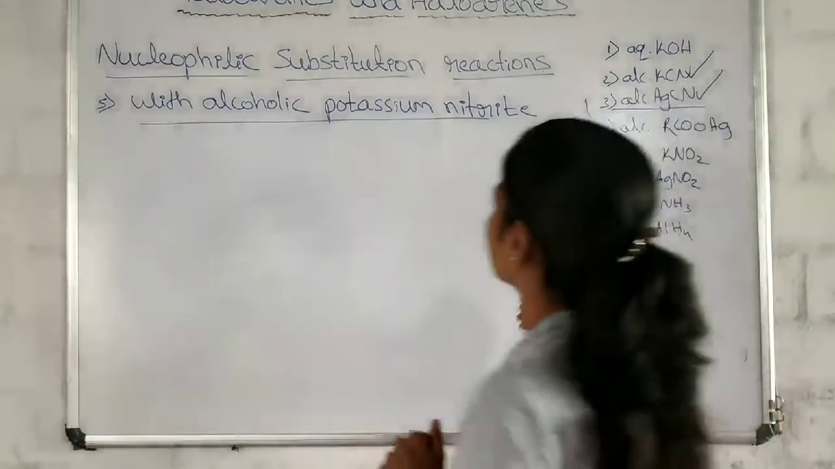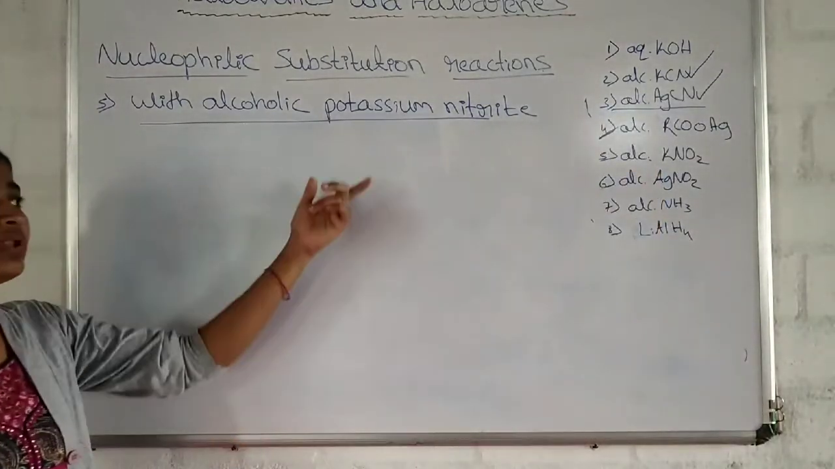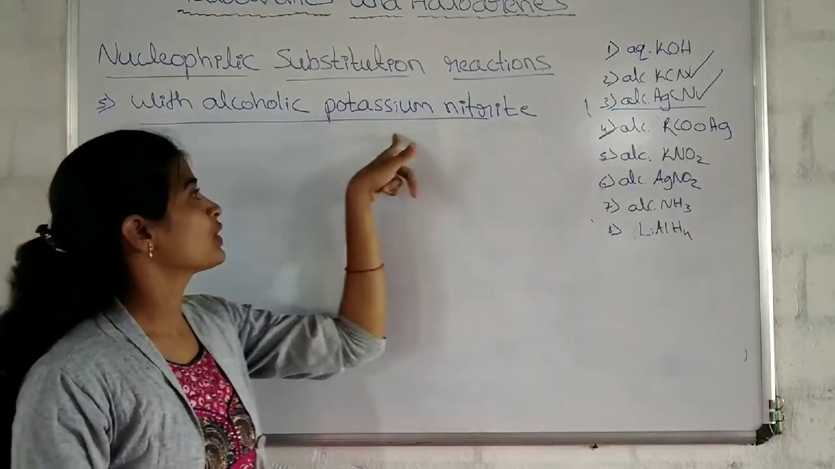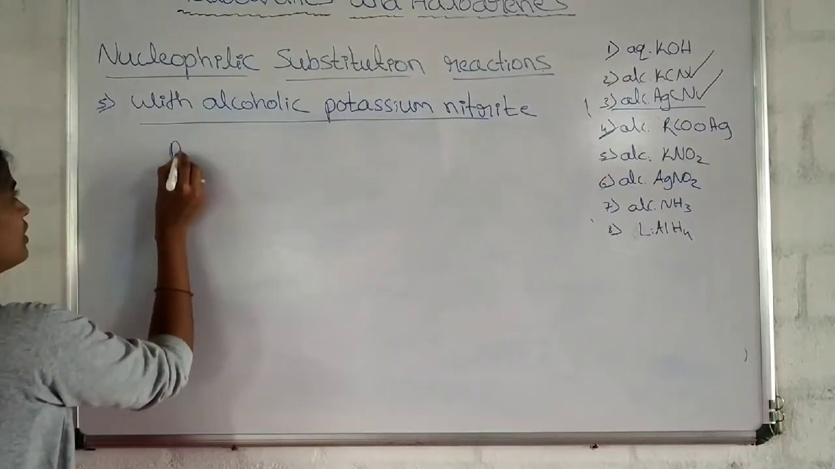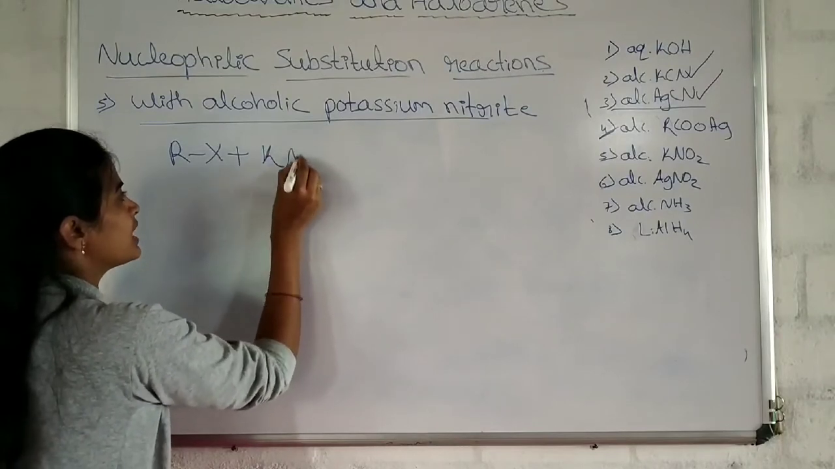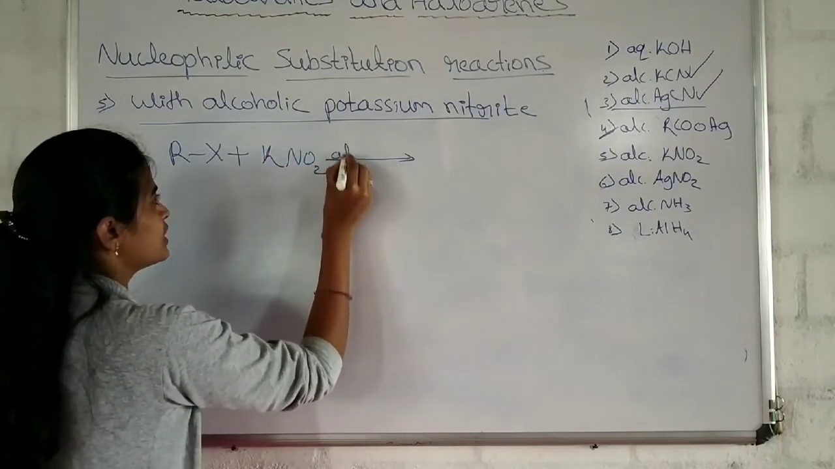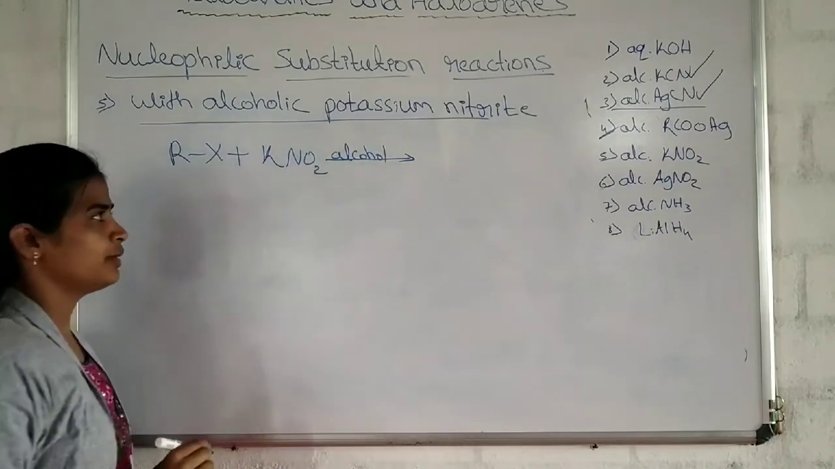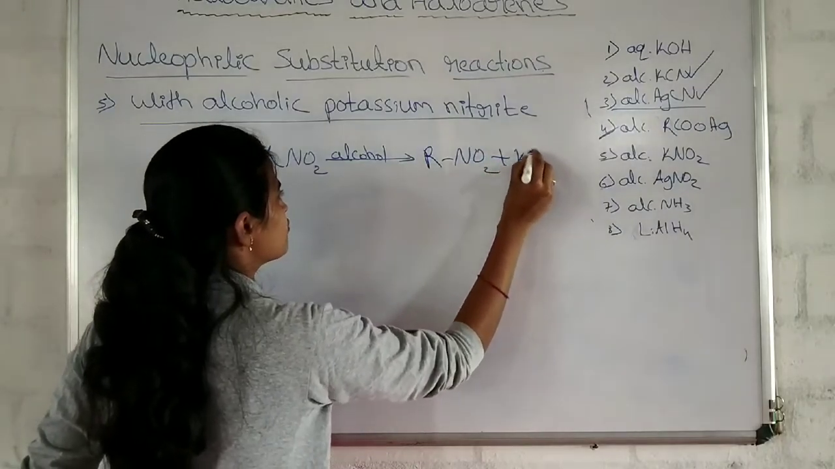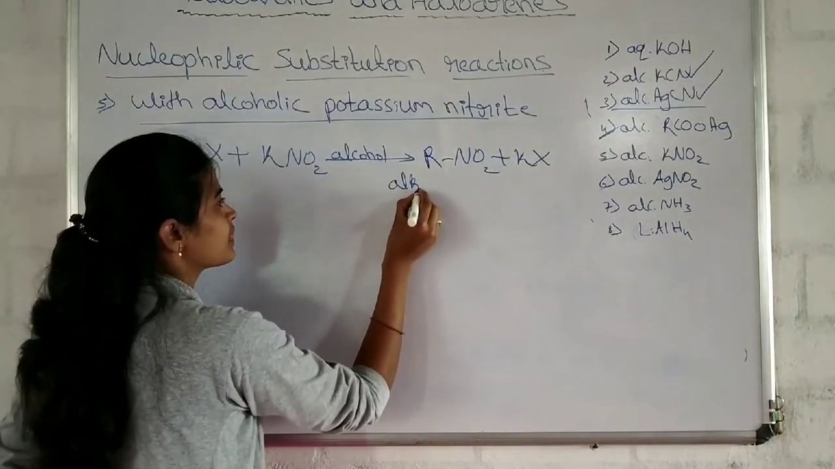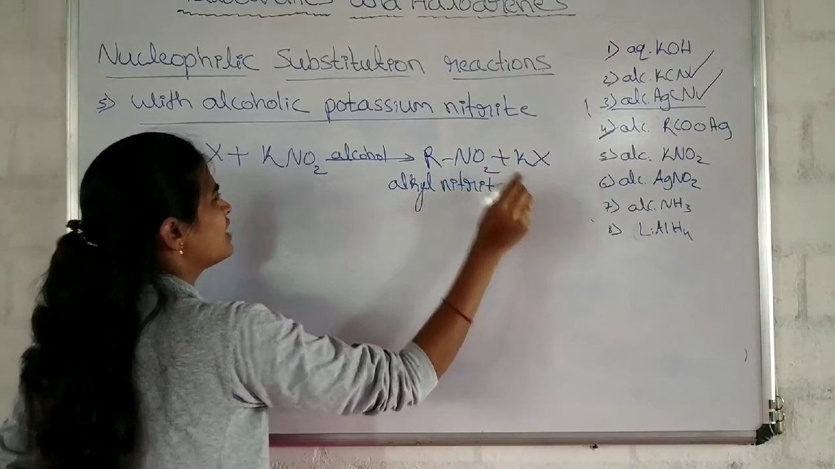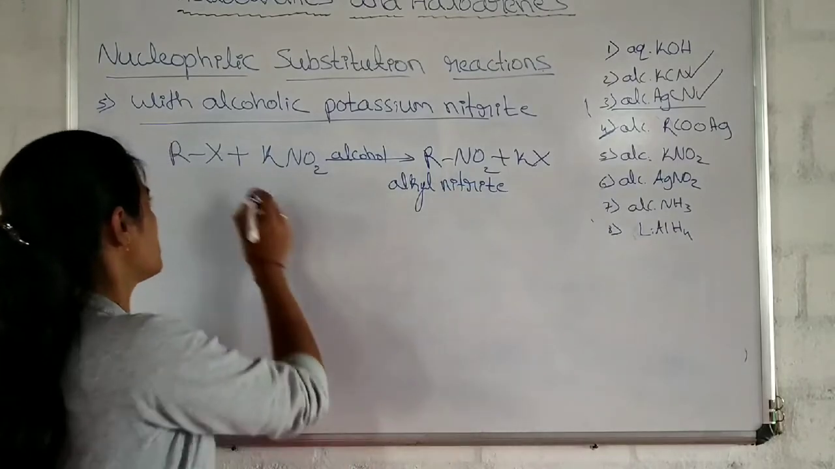Okay. See next one, fifth one, with alcoholic potassium nitrite, KNO2. Yes, write down. When alkyl halide is treated with the alcoholic potassium nitrite KNO2, general reaction I am writing, alkyl nitrite is formed. What is it? Alkyl nitrite. These all are the examples for nucleophilic substitution reactions of alkyl halides.